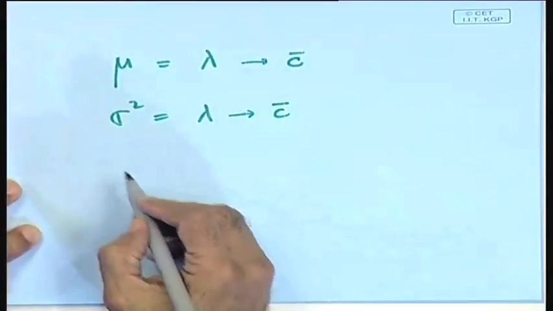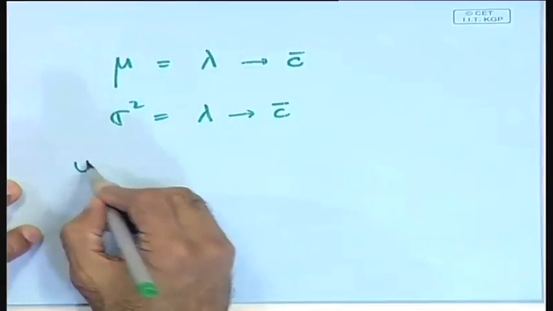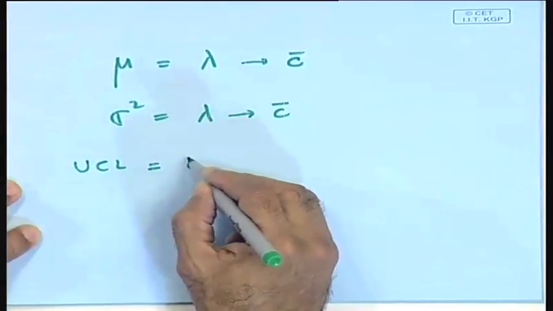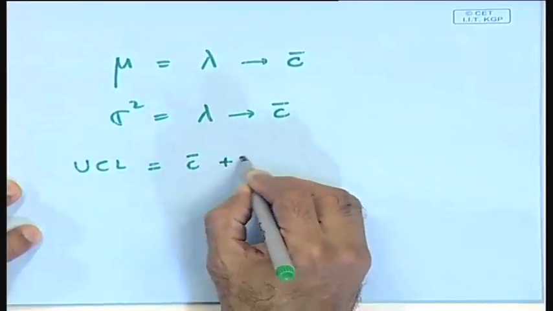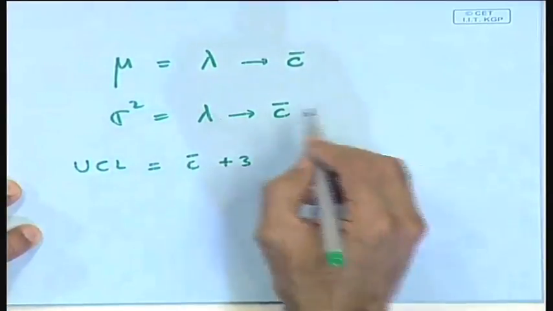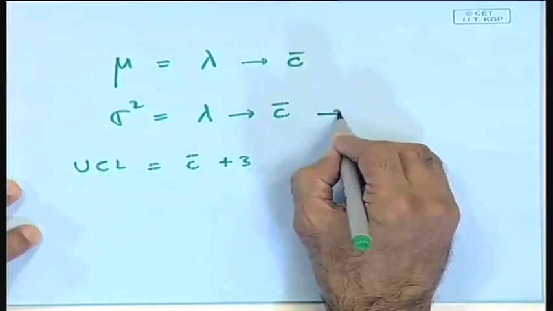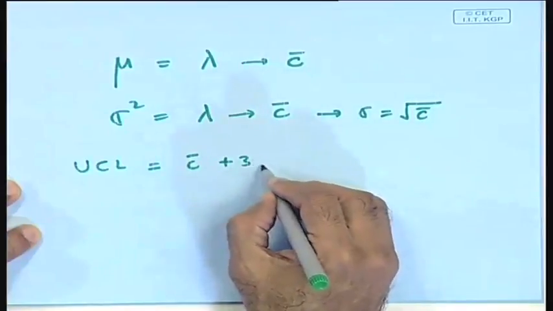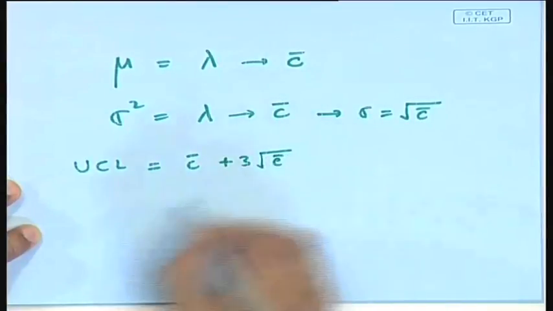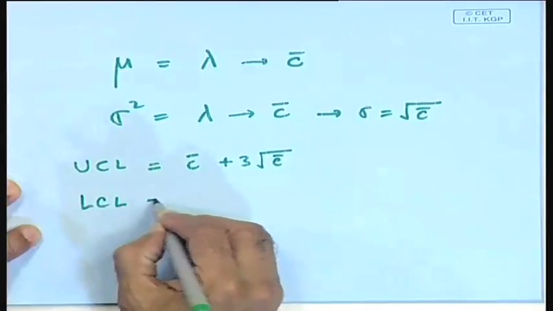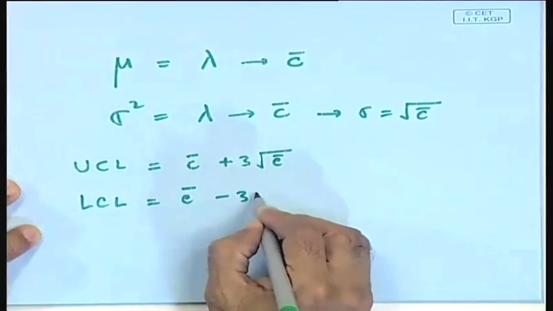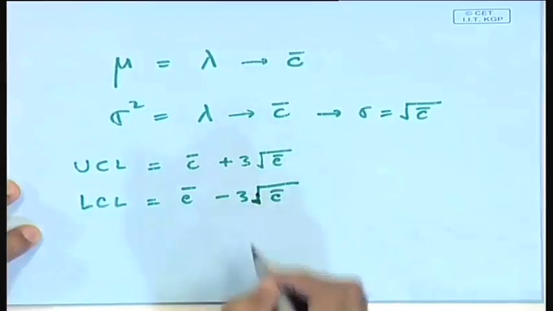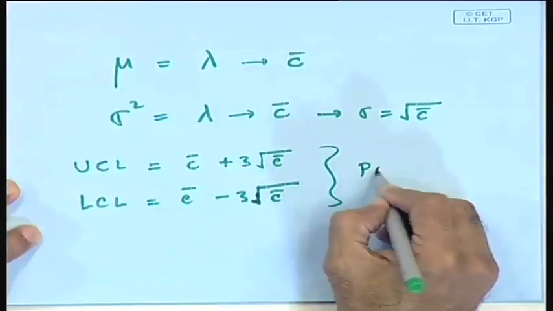So when I'm trying to draw my 3 sigma limits, the upper control limit will be C bar plus 3 sigma. And what is sigma? Sigma is the square root of this variance. In fact, this leads to sigma equal to the square root of C bar. So I use here the square root of C bar. And the lower control limit is going to be C bar minus 3 times the square root of C bar. So these are dependent on the Poisson distribution.